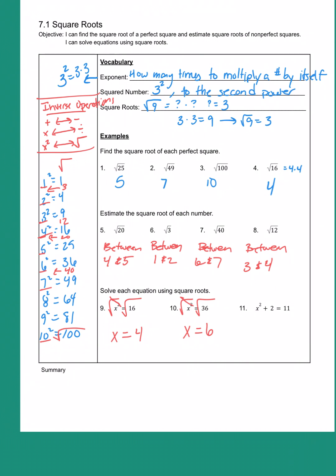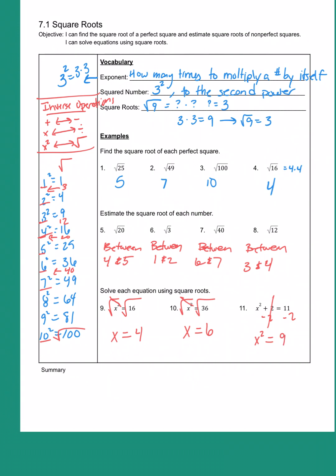Number 11 is a little bit different. I still want to get this x by itself, but I can't just take the square root yet. I got to get rid of this plus 2 first. We want to try to get rid of our adding and subtracting first. The opposite of plus 2 is minus 2. So I'm going to minus 2 again on both sides to keep it balanced. This makes 0, so we say it cancels out. X squared is equal to 9. 11 minus 2 is 9.